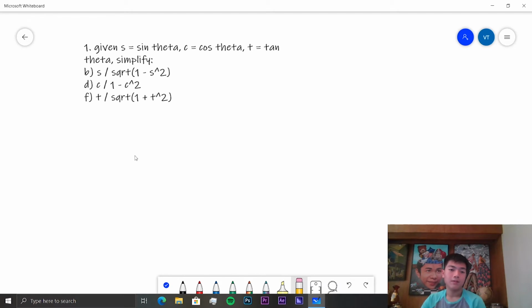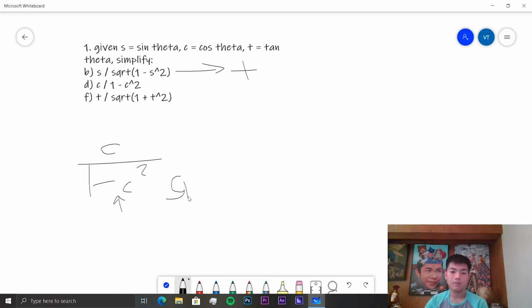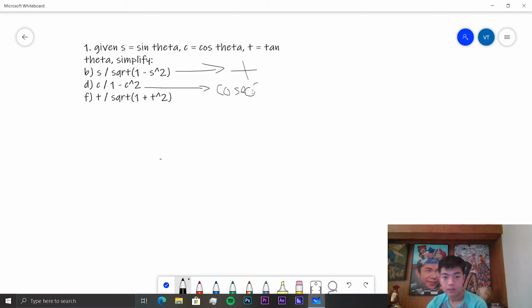So let's start off with sine over square root of 1 minus sine squared. Immediately you should recognize 1 minus sine squared is equal to cosine squared. If we square root this, it is sine over cosine, which is simply equal to tangent theta. Next, we have cosine over 1 minus cosine squared. You should notice this is equal to sine squared. So we have cosine over sine squared, which is equivalent to cosecant times cotangent.